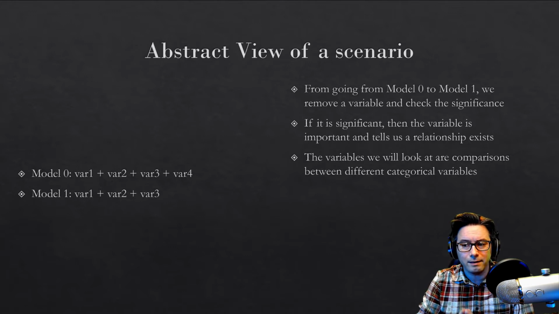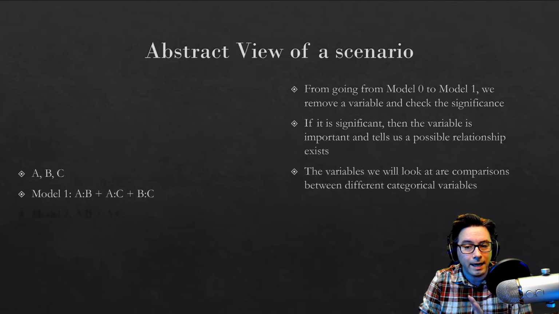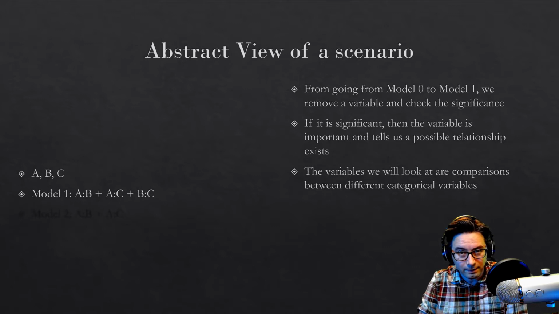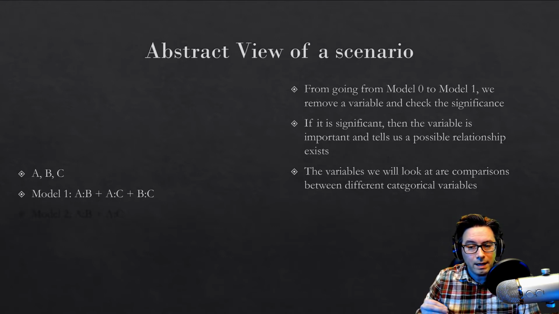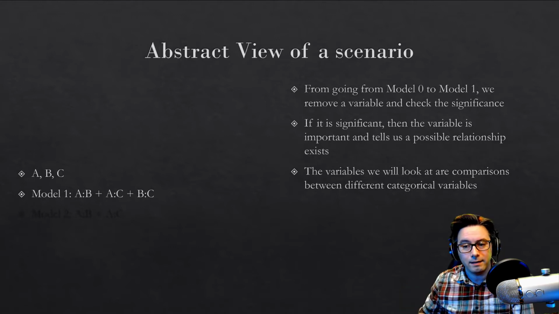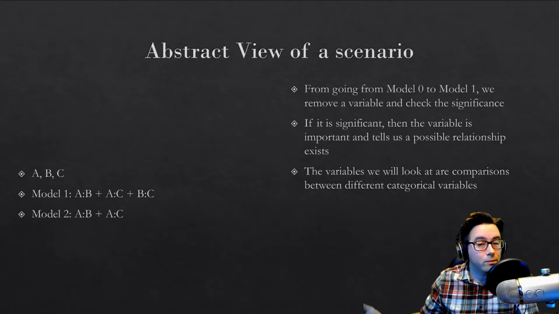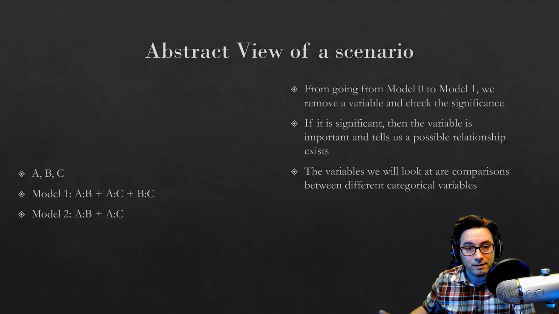So the idea is that the variables that we're looking at are the comparison between different categorical variables. So really what we're looking at here is, if we have 3 different variables where A, B, and C are different variables, then model 1 we would think about being the comparison of A and B, A and C, and B and C. Okay, so then that means model 2, we remove one of those comparisons and see if it's significant.